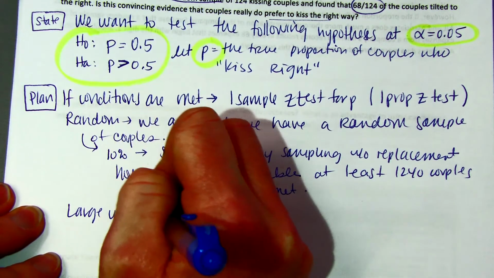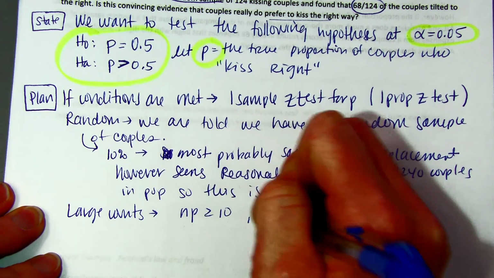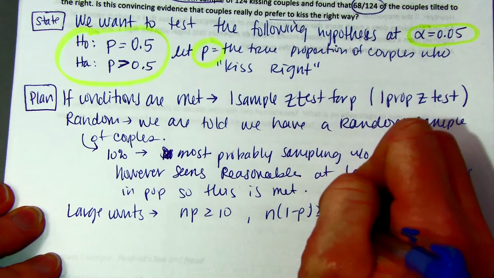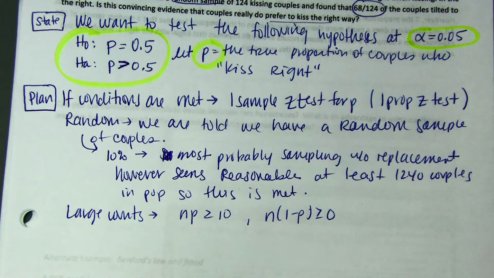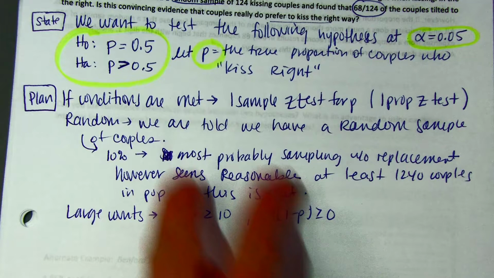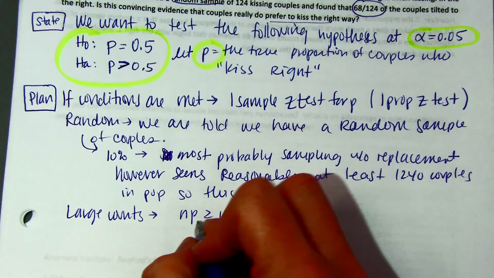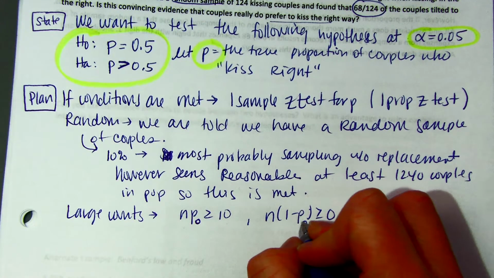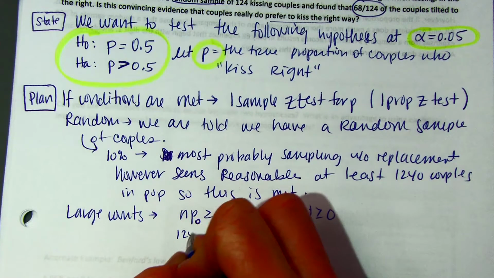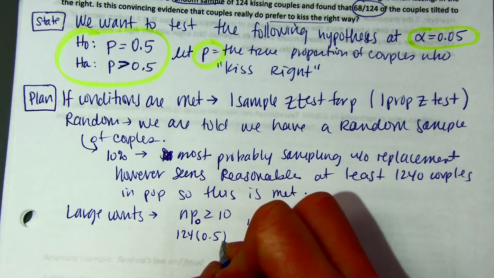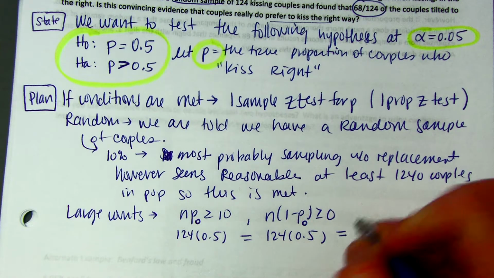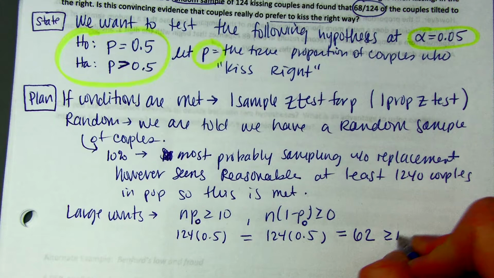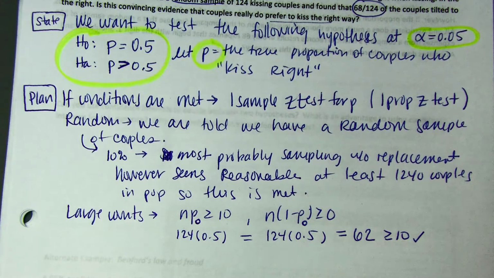This is the np and n times 1 minus p. But remember that we have to keep in mind whether this is p, p naught, or p hat. In a test, we are always checking with the hypothesis, and so this is the p naught value. So we have 124 times 0.5, and over here we'd have 124 times 0.5, which is equal to 62, and so both of these values are greater than 10, and so this condition is met.